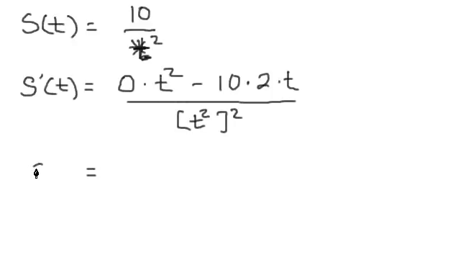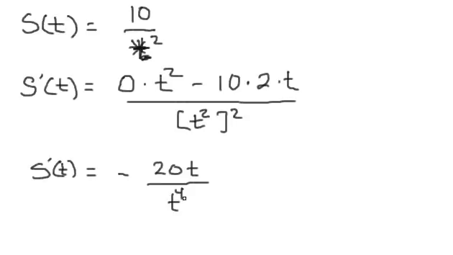So we say s prime of t is equal to, so 0 times t squared is 0. We have, I'm going to take this negative out front. We have 2 times 10, that's 20t. That's all over. Now I'm going to go ahead. We have t squared raised to the second power, so we multiply powers. So that becomes t to the fourth.